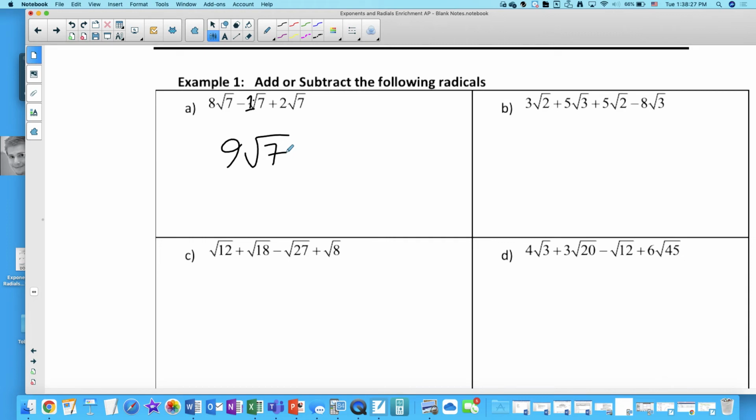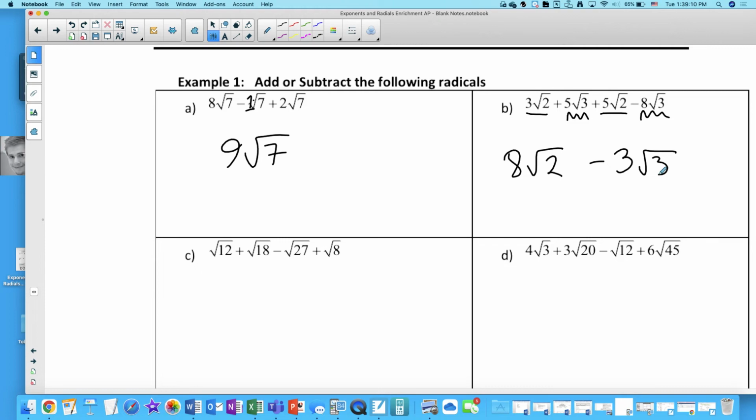Okay. So this next one, I'm adding and or subtracting 4 radicals together. A couple of them are like. So I've got these guys and these guys. Okay, so I can use those numerical coefficients to combine them. So 3 root 2 plus 5 root 2 is 8 square root 2. And then 5 root 3 minus 8 root 3 is negative 3 root 3. Make sense?